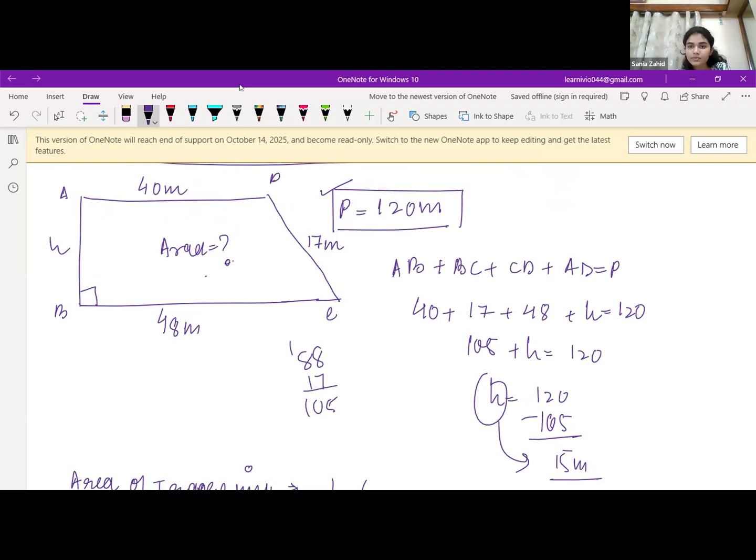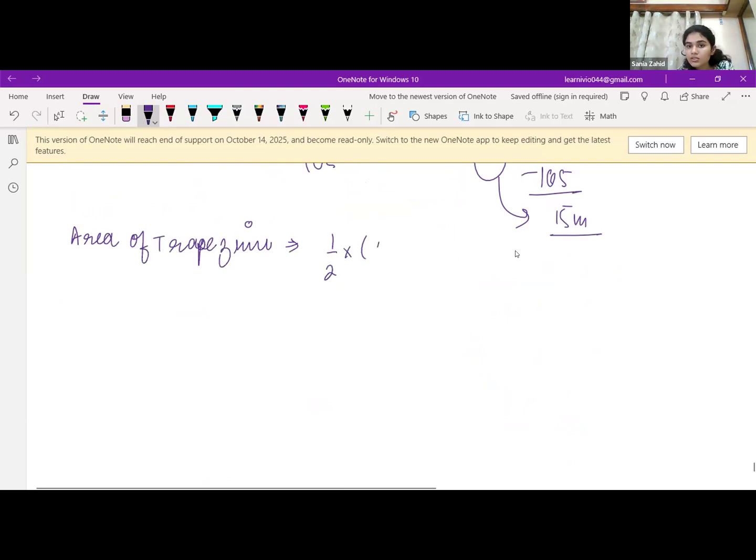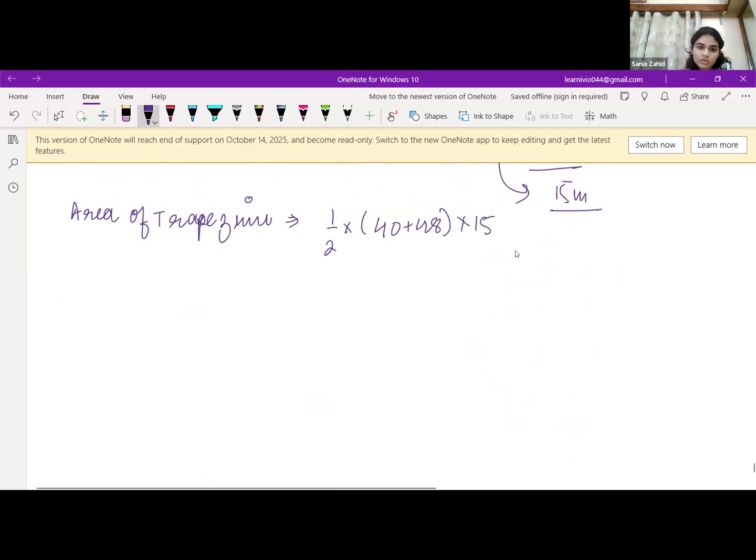Ma'am, the parallel sides are 40 meter and 48 meter. AD is parallel to BC. Yeah, 40 meter and 48 meter. So you just add them, children. You add 40 meter plus 48 meter, into height 15. Do not make the mistake of cancelling 2 into 1 and 2 into 20. No such mistake should be made. Why can I not cancel 2 and 40?